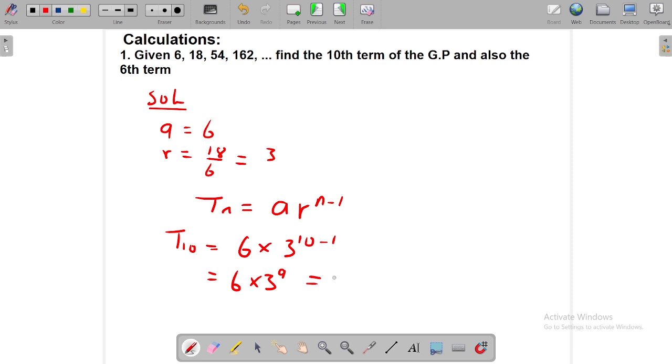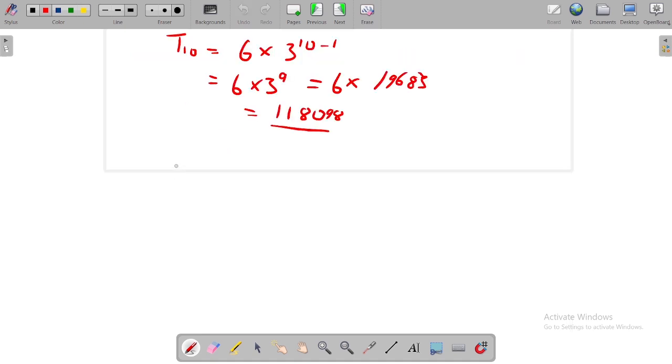Now what is this going to give us? Let's take it gradually. 3 to power 9 is 19,683. Okay, this gives us what? 6 times this number. We are having 118,098. This becomes the answer. Okay, the above is the 10th term.